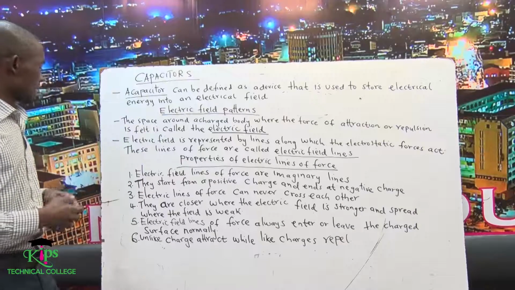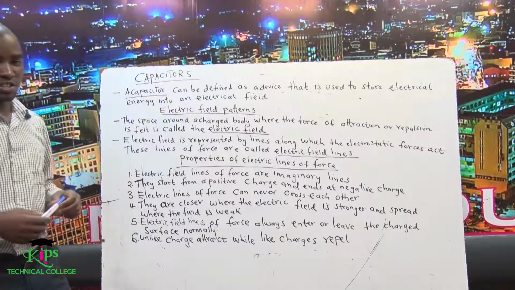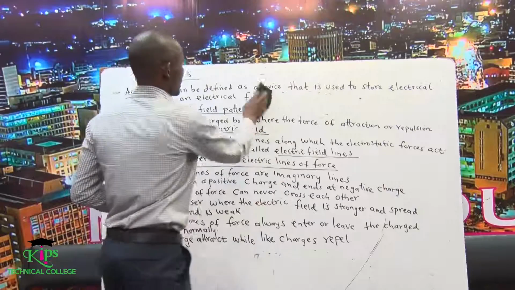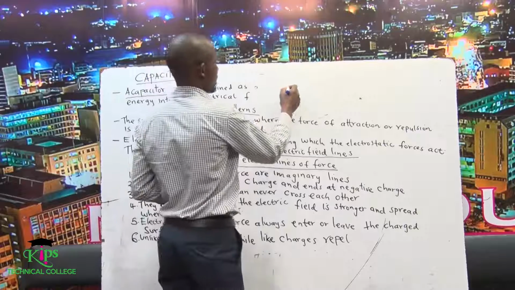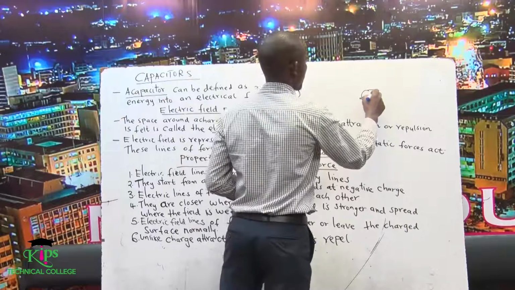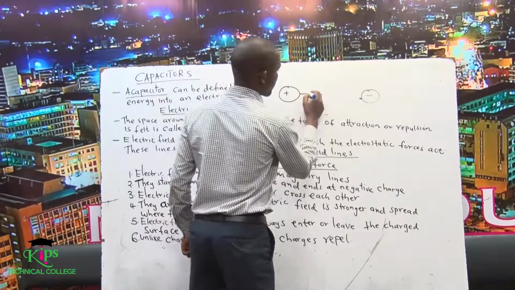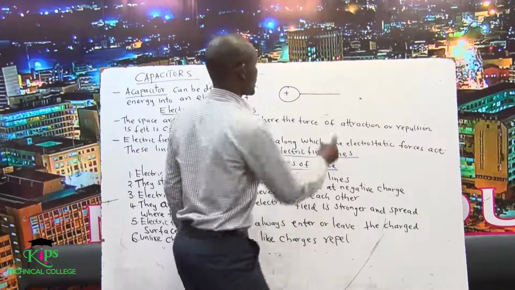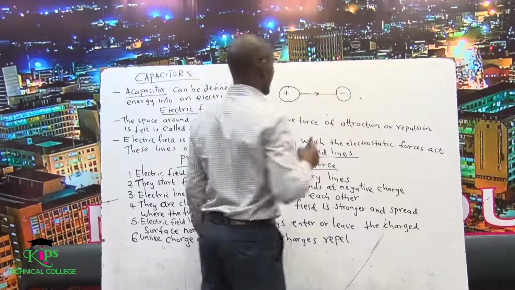The second point is they start from a positive charge and end at a negative charge. They start from a positive charge and they end at a negative charge. Maybe I can illustrate it in this form, that if you have a positive charge on this side, and a negative charge on the other side, then the electric lines of force will start from a positive and end at a negative.